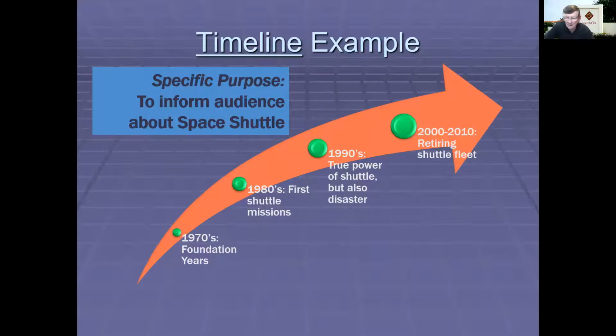That's a time sequence. Okay, now let's look back at the specific purpose and see if we can improve upon that. I might suggest this: to inform the audience about the significant milestones in the evolution of, or the development of, or in the progress of, or in the life of the space shuttle. But significant milestones would be a better example of a specific purpose.